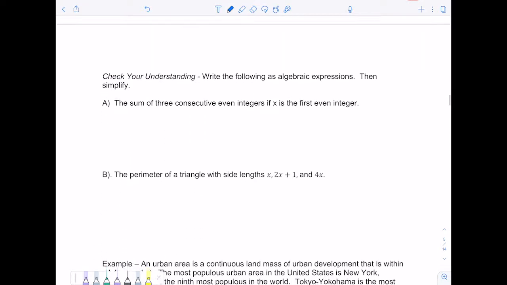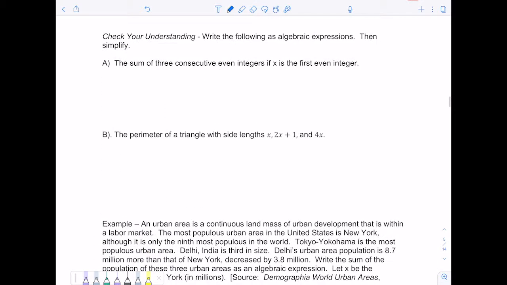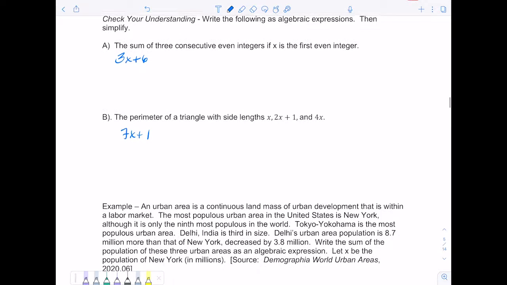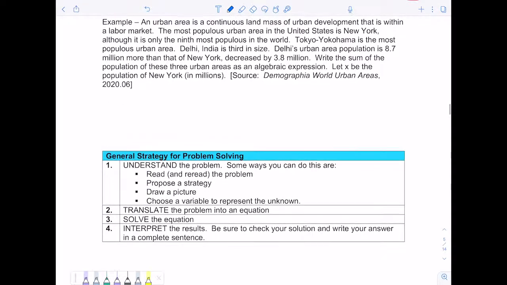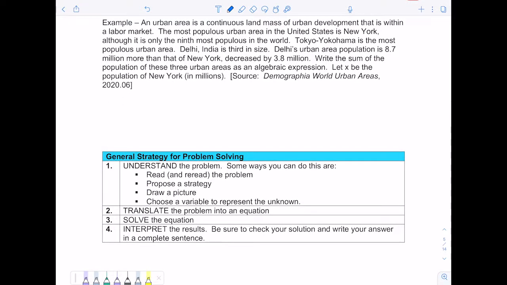The check your understanding problems you can try on your own. I will give you the answers though. The answer you should get for this one is 3x plus 6. And for B, you should get 7x plus 1. And also, again, please feel free to pause the video at any moment to work out these problems on your own and then compare with what I do.